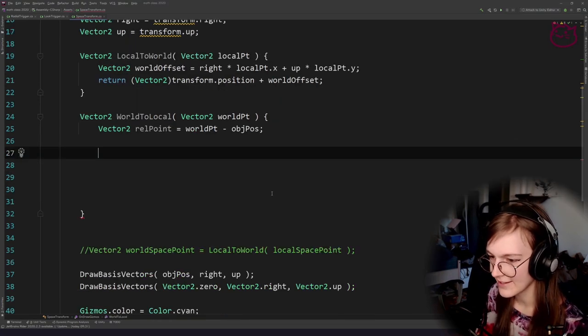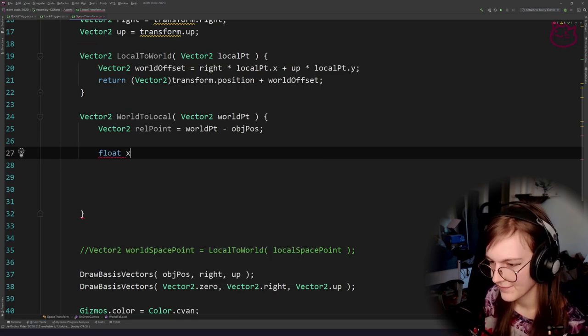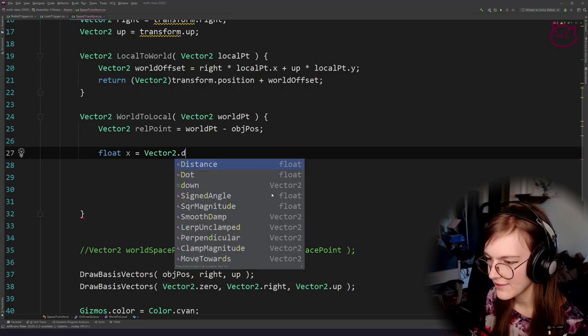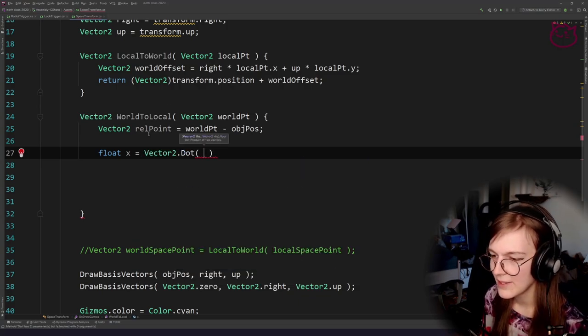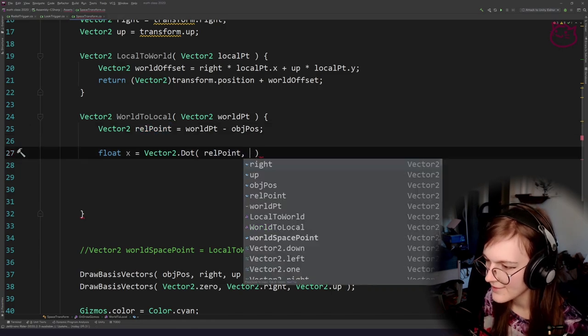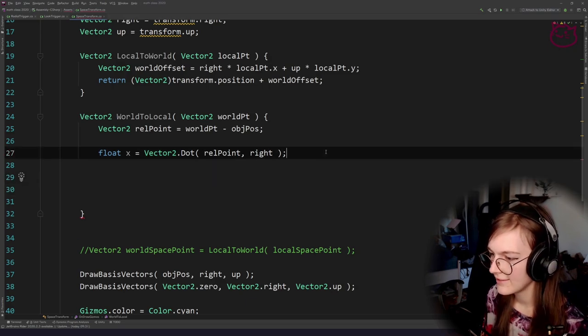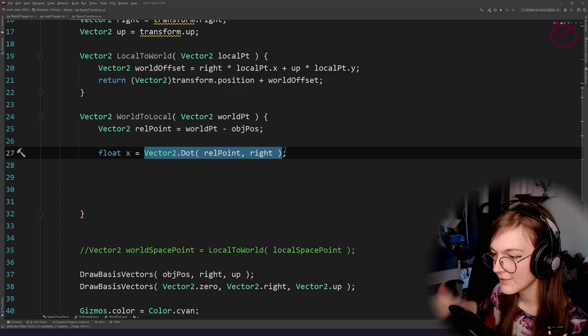So let's start with the x-axis. Float x-coordinate, or let's just call it x. Float x equals Vector2.Dot. And we want to project this relative point onto the x-axis, which is right. And that's it. So this is now already projected into local space.